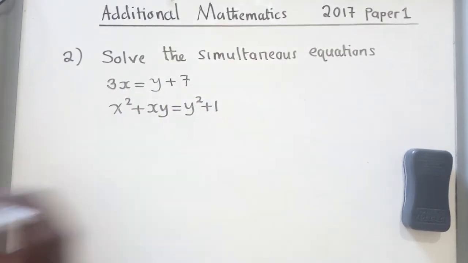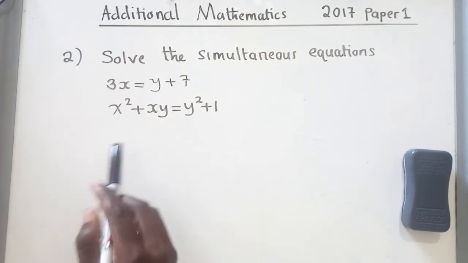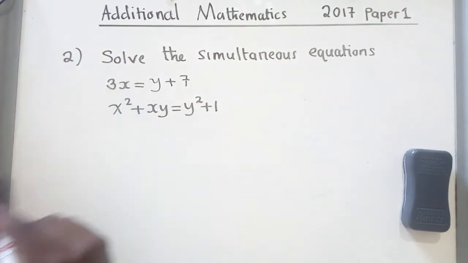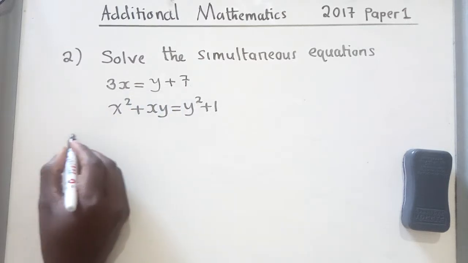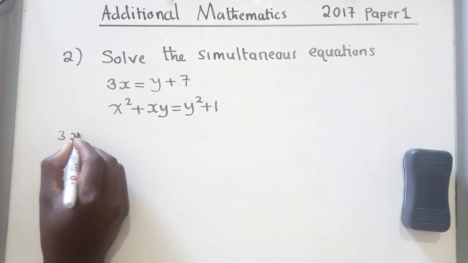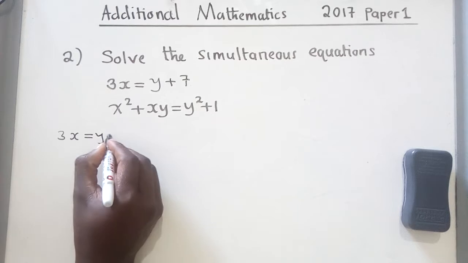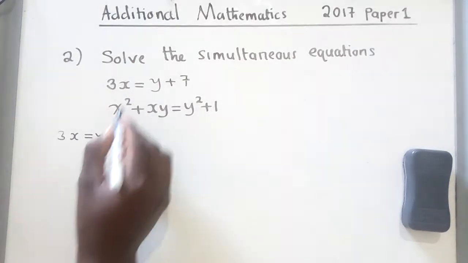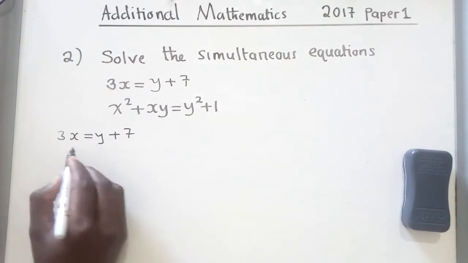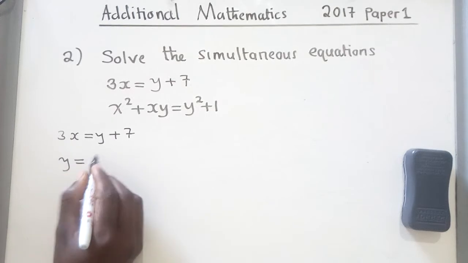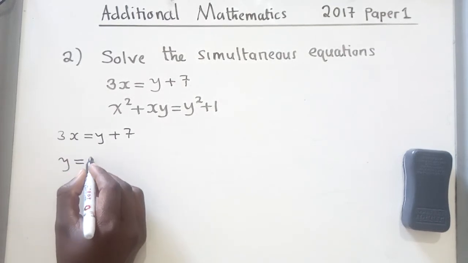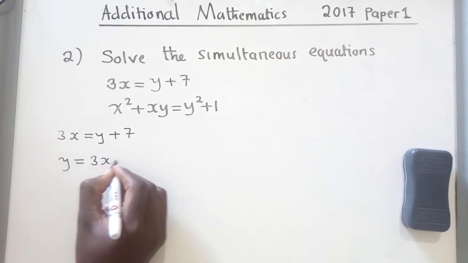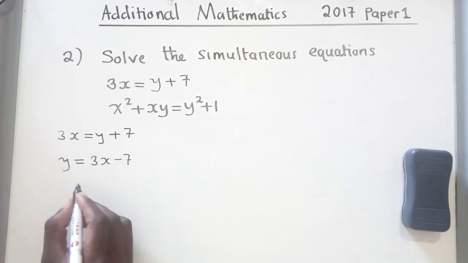So the first thing we do is check which one is easier to work with or to start with. I think this one looks very simple. You start with the simple one, copy it. This is how this one looks. Make y the subject of the formula, or whichever letter you think is easier to work with, make it the subject of the formula, which will look like this.